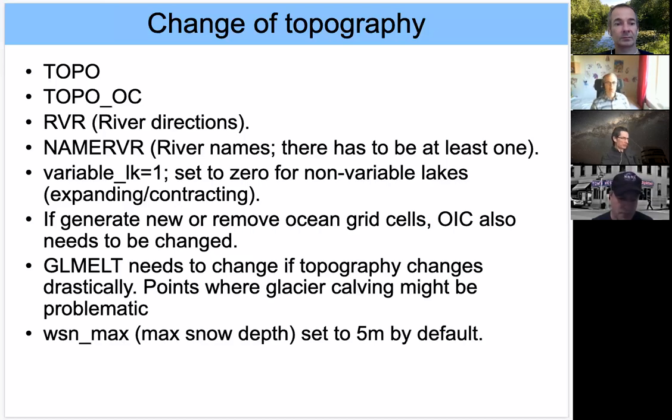Variable lake is a parameter which you nearly always should be setting to 1. It's variable underscore LK. That basically means that your lakes are allowed to change their area. If for some reason you don't want lakes to change their area, you can set this parameter to 0, and the lakes will be just frozen to the size as you specified them in the topo file.